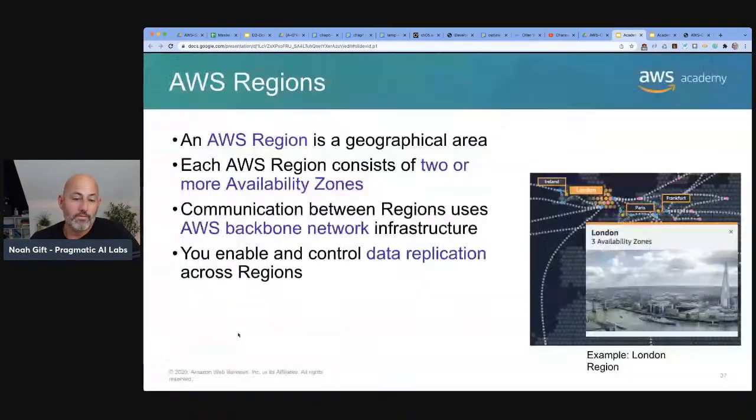All right, so global infrastructure is another big one that comes up. And so the terminology, I think, is what trips people up with infrastructure, and in particular, region is a good one to get into. A region is just a geographic region. So it could be London, Ireland, Paris, Frankfurt, right? And your region consists of at least 2 AZs or availability zones, and you can communicate between the regions using the backbone network infrastructure. And you can also do data replication between regions.